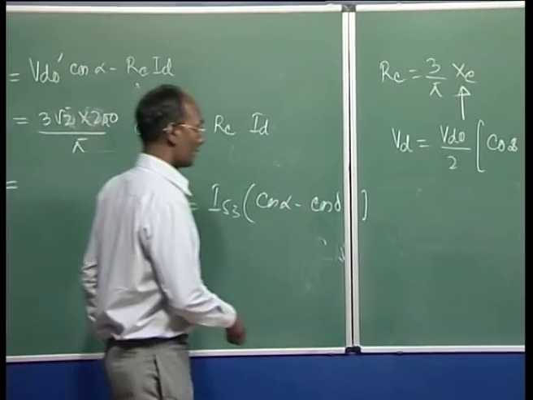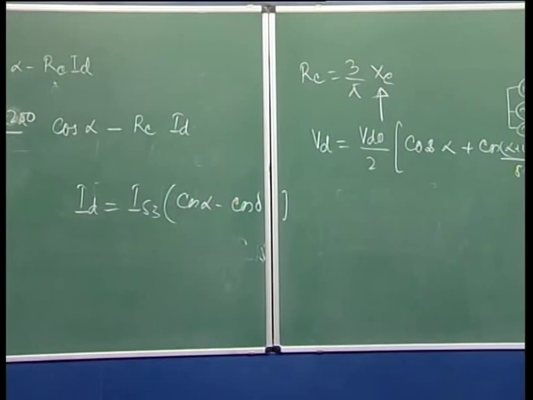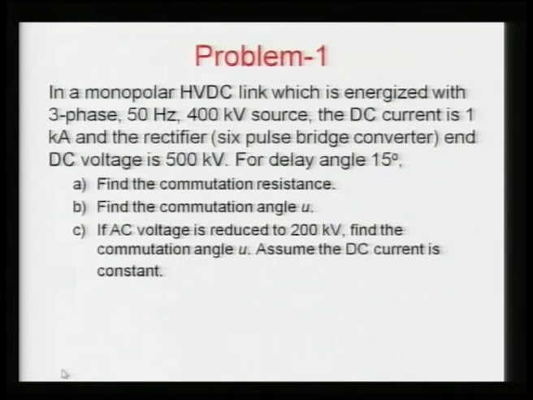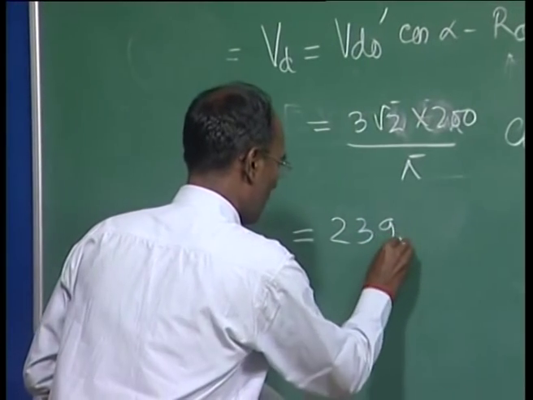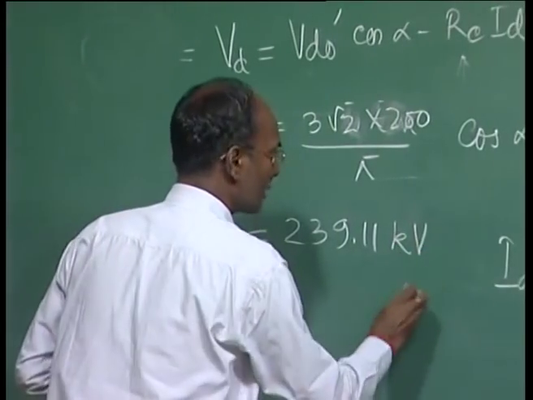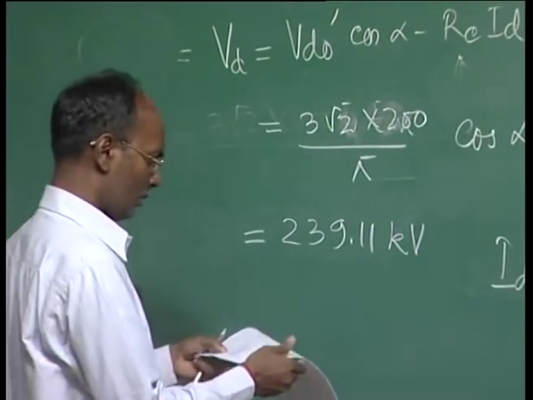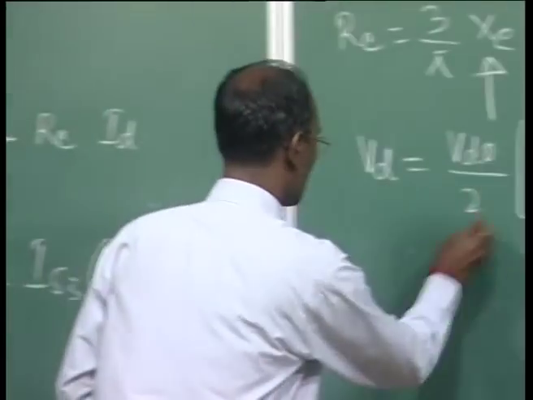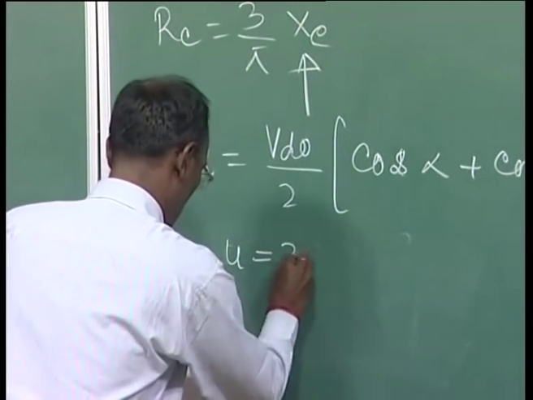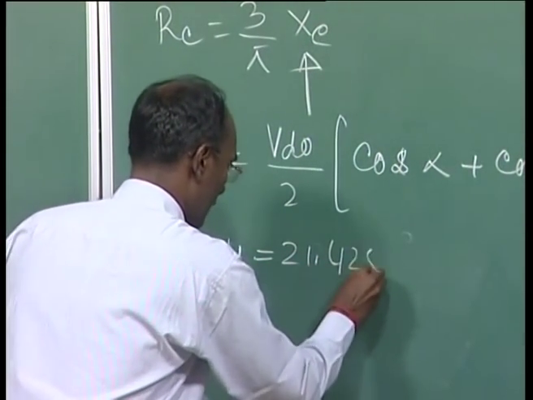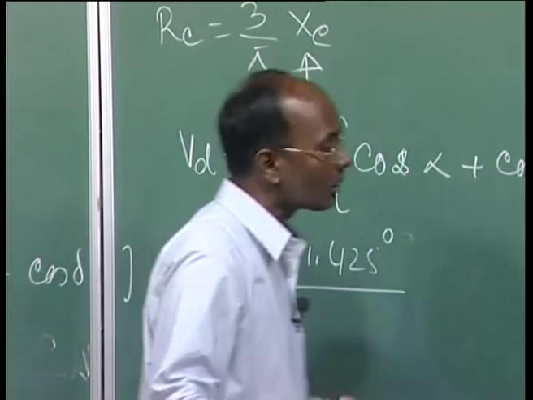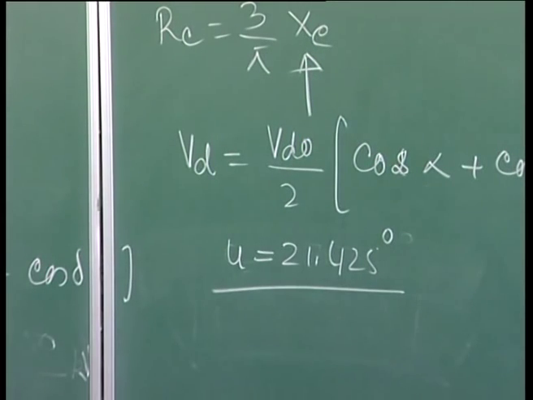And finally, what we get as per my calculation, the value is coming out to be 239.11 kilovolt, this is the DC value, and your u, if you are going to put here, your u is coming 21.425 degree, and you can say now u is changed due to the AC dip voltage.